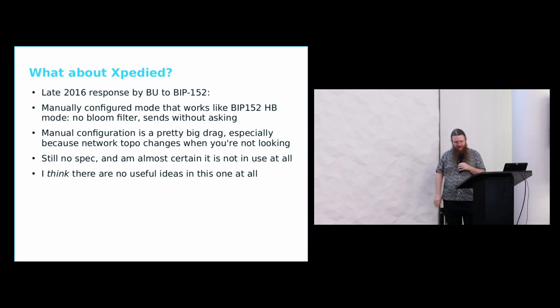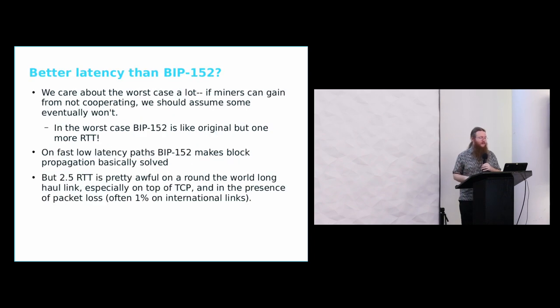So I mentioned above that I don't think you can do much better on bandwidth, but you can certainly do better on latency. And we care a lot about the worst case. If miners can gain from not cooperating, from filling a block full of novel transactions that we've never seen before, then we should expect that sooner or later someone's going to do it. And in the worst case, BIP 152 behavior is just like the original behavior. It'll send a megabyte of data, ultimately, but with one more round trip time. So in the worst case, it's potentially worse.